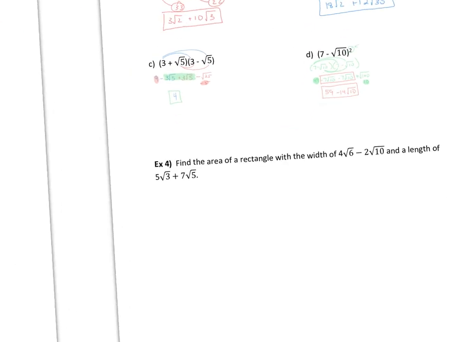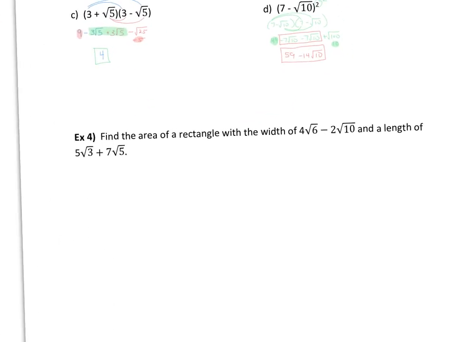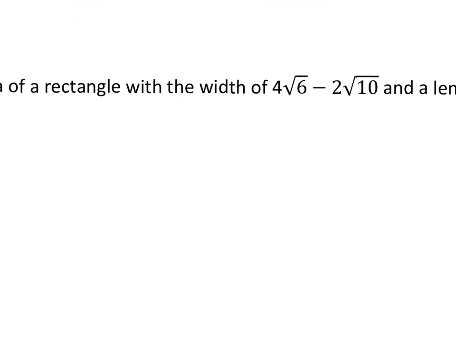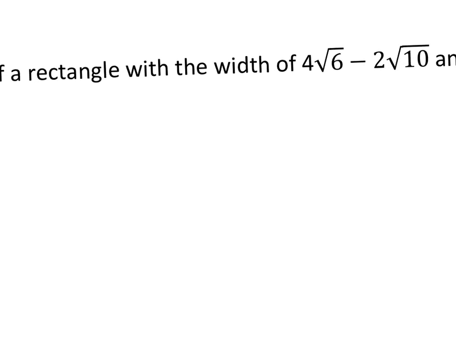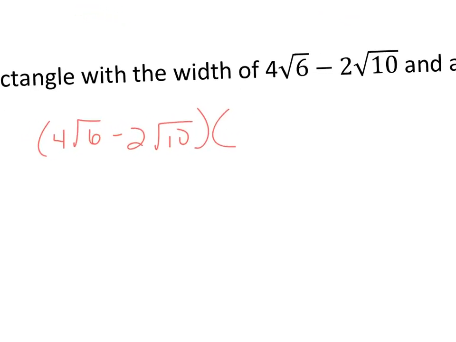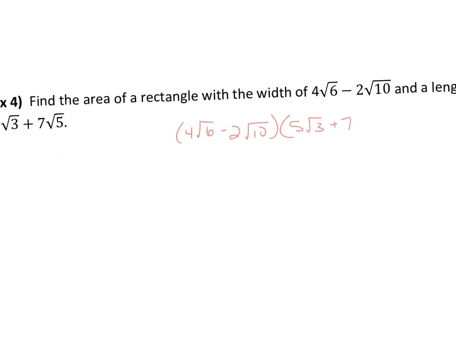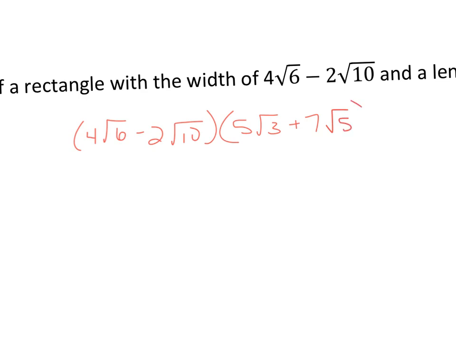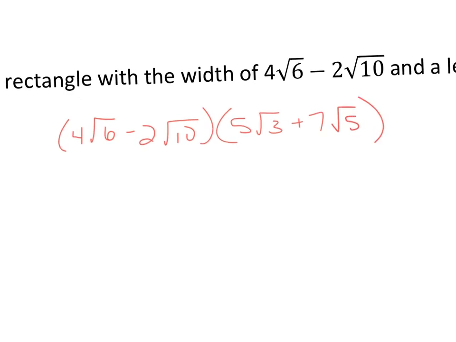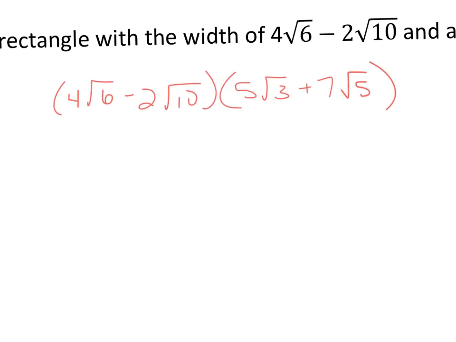Okay, on the last problem here, it's asking us to find the area, so we know that that's going to be length times width. So I'm going to take 4 root 6 minus 2 root 10, and I'm going to multiply that by the length, which is 5 root 3 plus 7 root 5. Okay? All right, so now I'm going to FOIL this part out here.